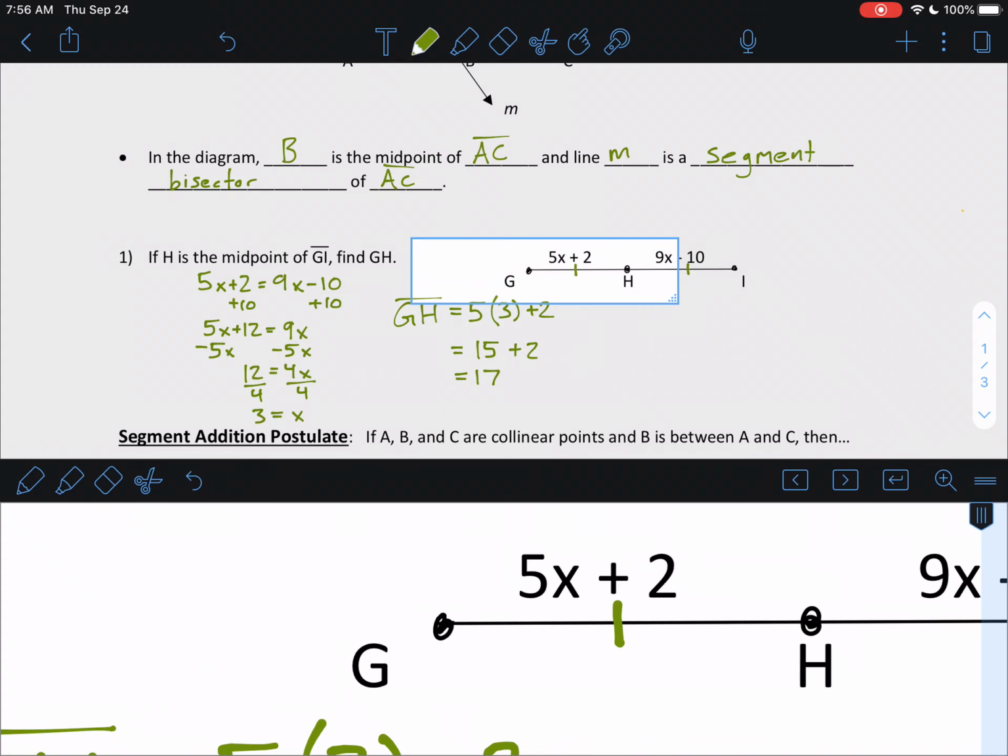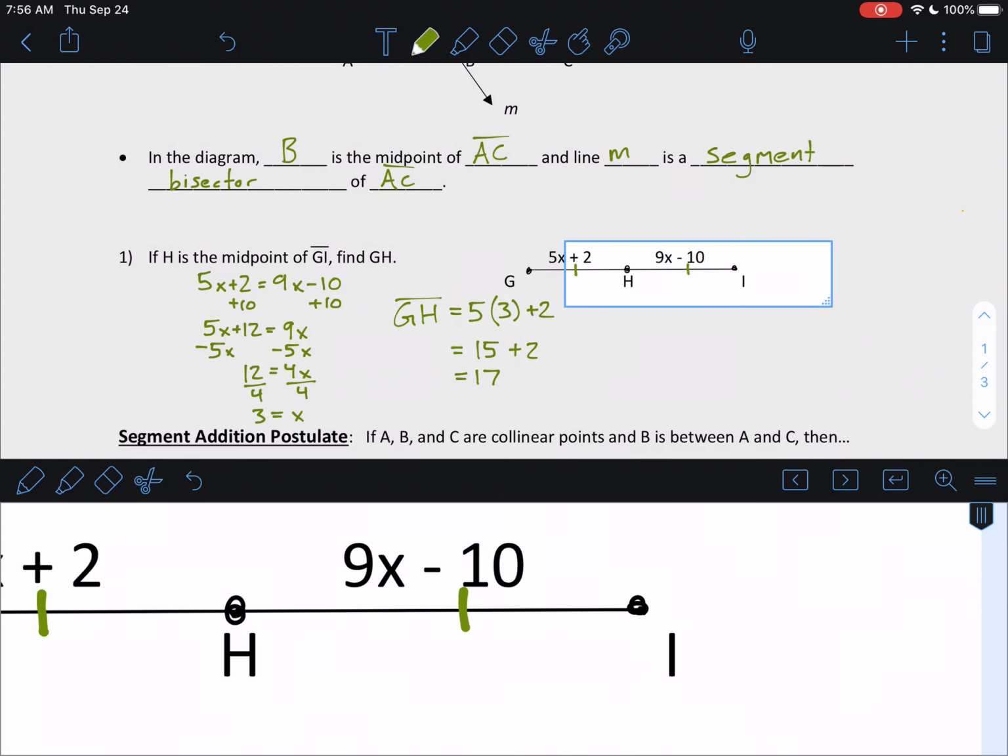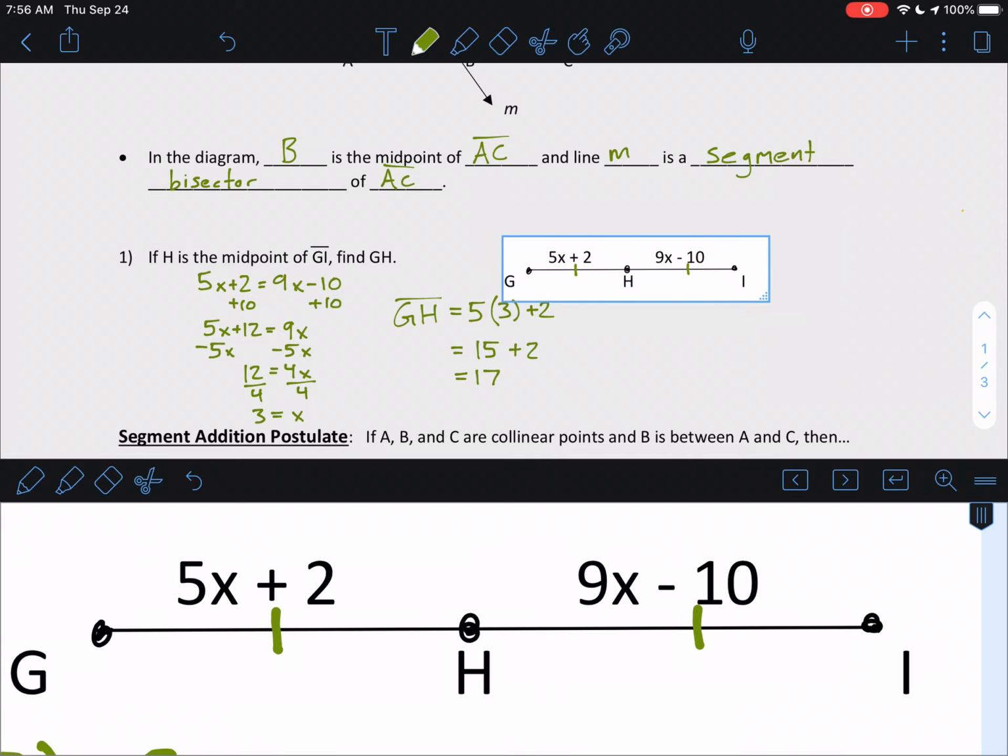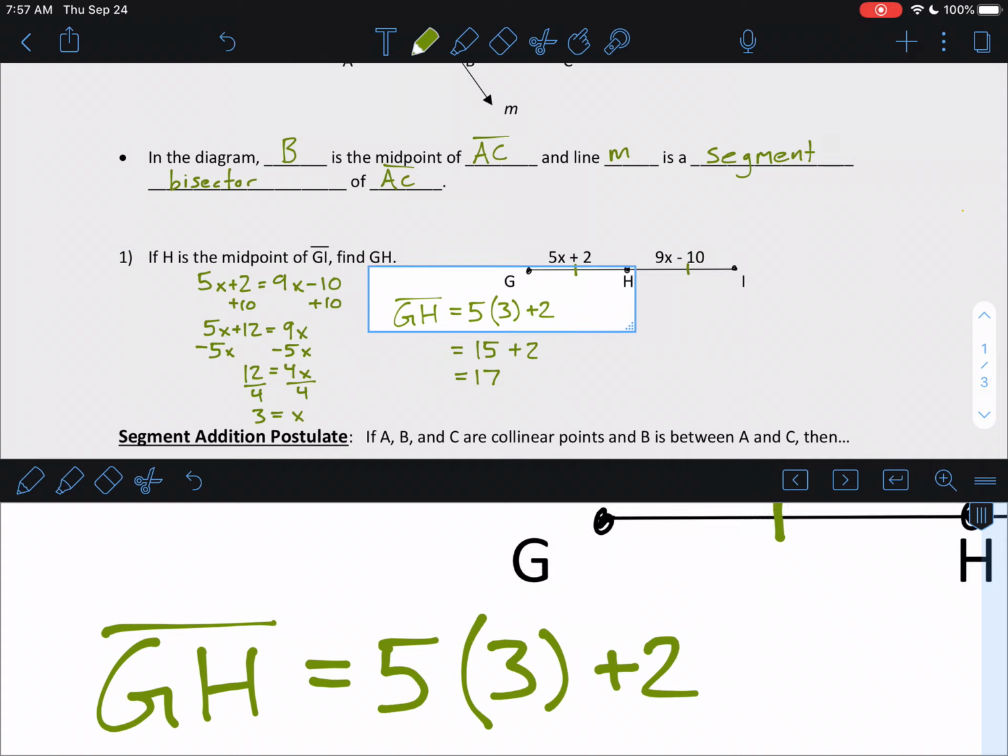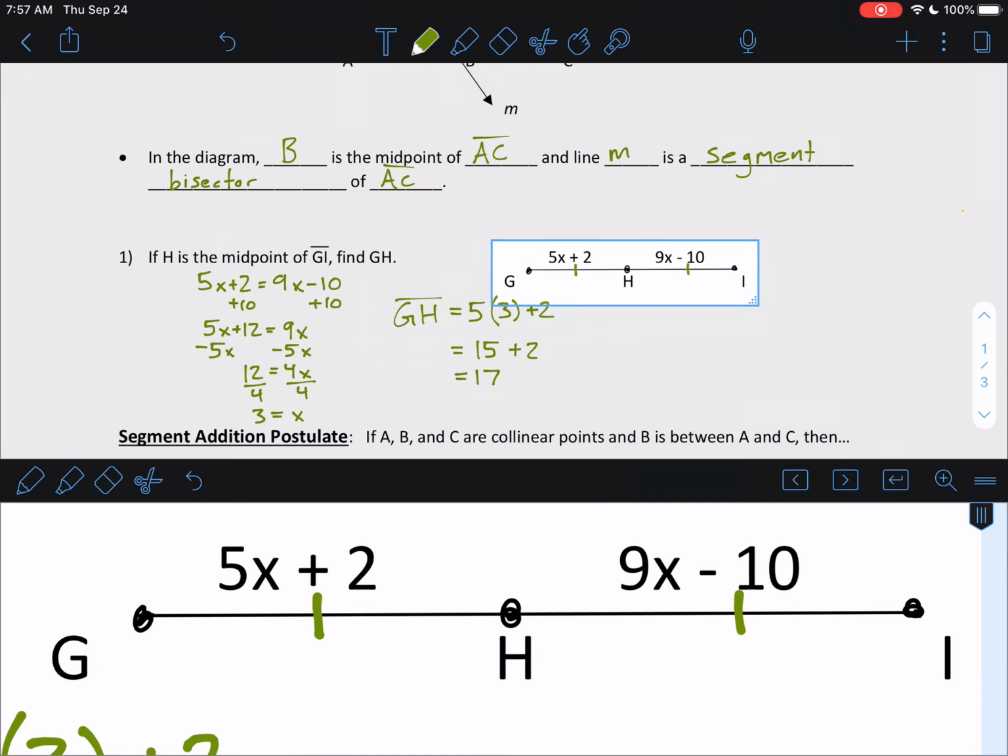And since GH and HI are equal, if I had plugged 3 in for 9x minus 10, I would have gotten 17 as well. Which means the entire length of GI is going to be 17 plus 17, which is 34. But it didn't ask me to find any of that. It just asked me to find GH. The worksheet you guys are doing later, I believe there is a question or two where it does ask you to find the length of all four. It asks you to find like GH, HI, and then GI, and x.